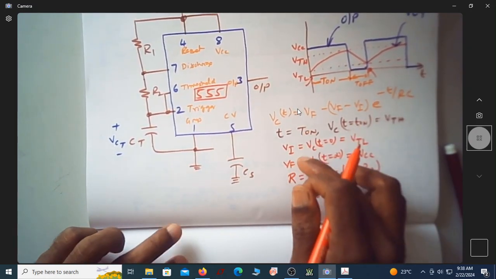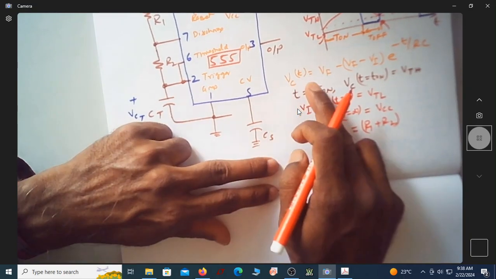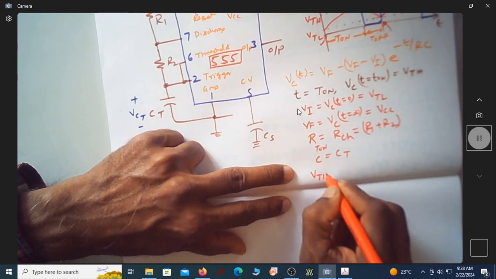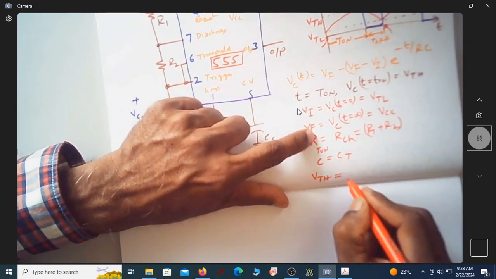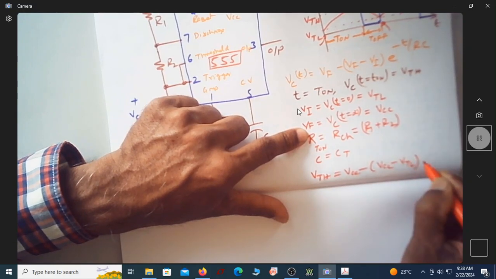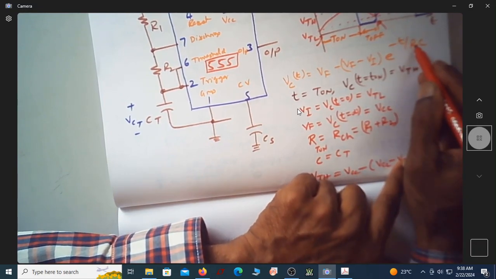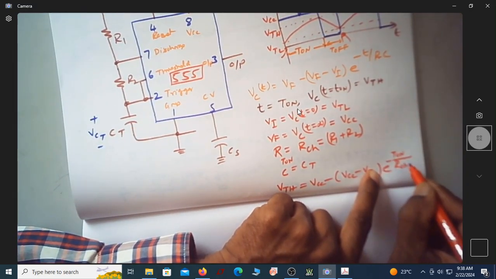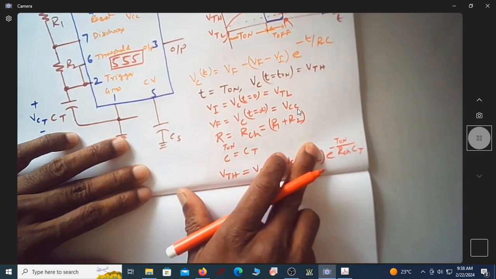Now if you substitute these values onto this equation, as you already know, what is this VCT at t equal to T on? It is VTH. I'm just substituting this here. So this is actually VTH. So what is VF? It is VCC minus VTL e power minus T on by R, where R is RCH, or I can write it as R1 plus R2. So it is RCH in general, that is the charging resistor, and it is CT. You can say this is the expression.